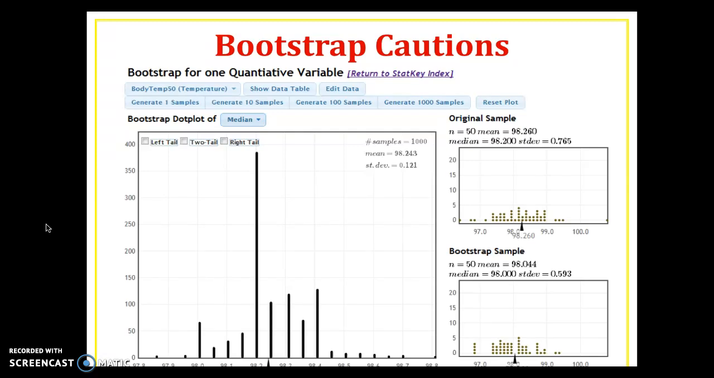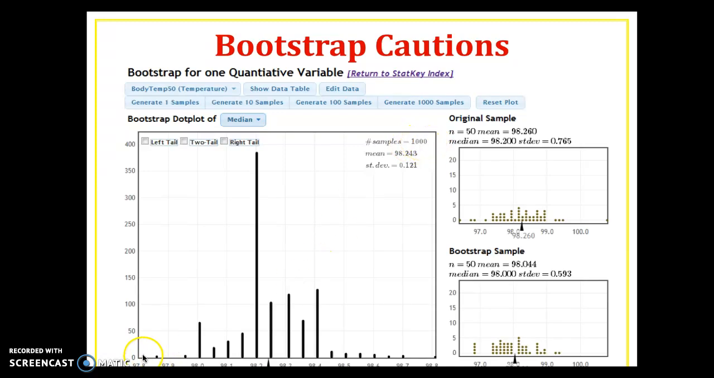So let's take an example. Here we've got body temperatures. We looked at this before, but now we're looking at median instead of the mean. Earlier, in the previous video in the slides, we looked at mean. Now we're looking at median. So we have still the same original sample with the mean of 98.26. But notice in the bootstrap distribution, there's 1,000 bootstrap samples here.